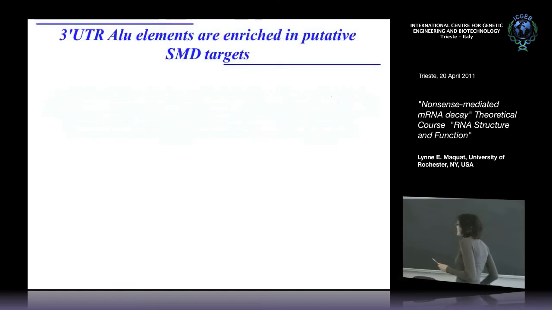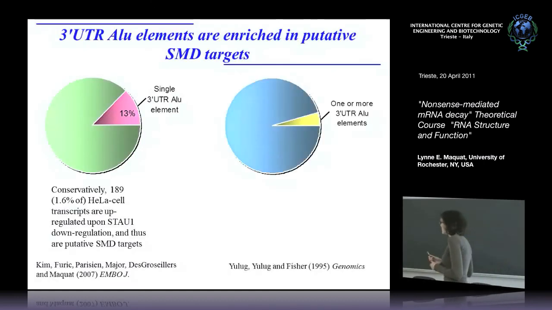So Gong was looking at things, and he found that ALU elements were enriched in the 3' untranslated region of SMD targets. 13% of SMD targets have a single 3' UTR ALU element. And when he looked at the human genome and the cDNAs from GenBank, he found that only 4% of those mRNAs had one or more 3' UTR ALU elements.